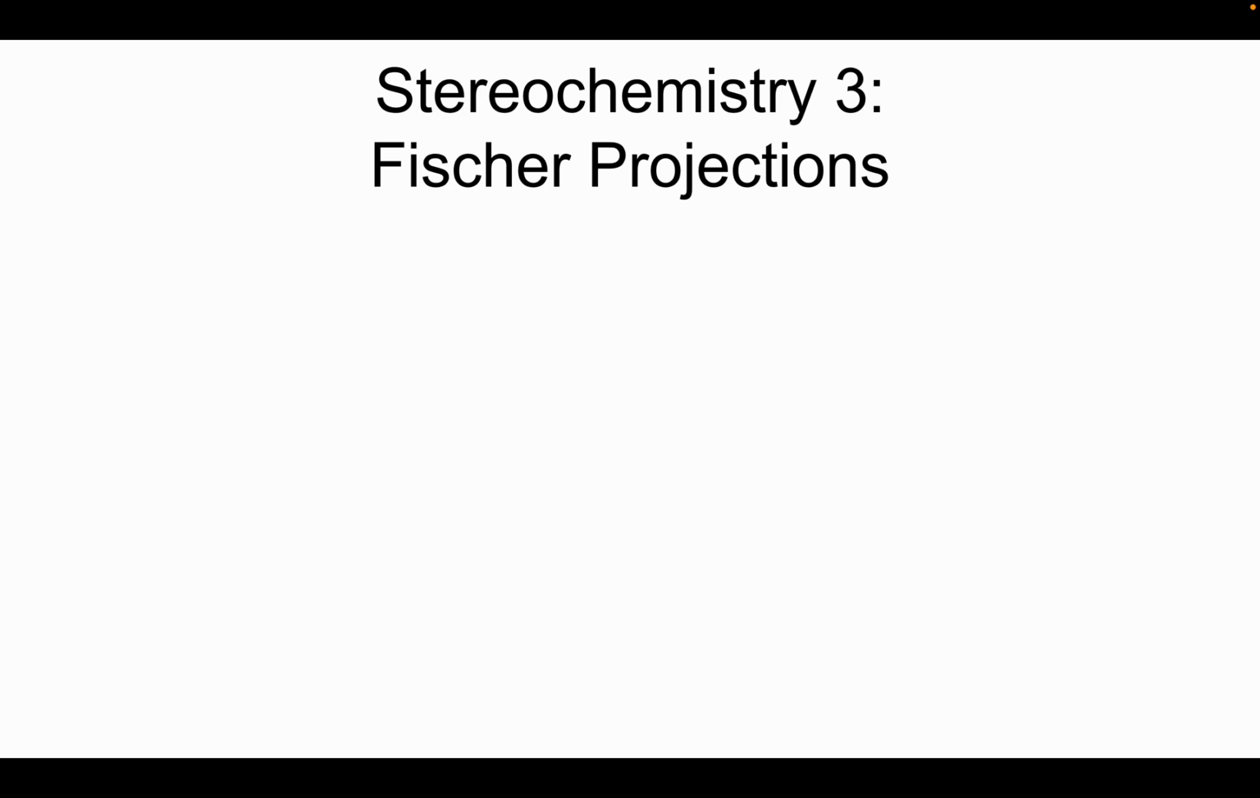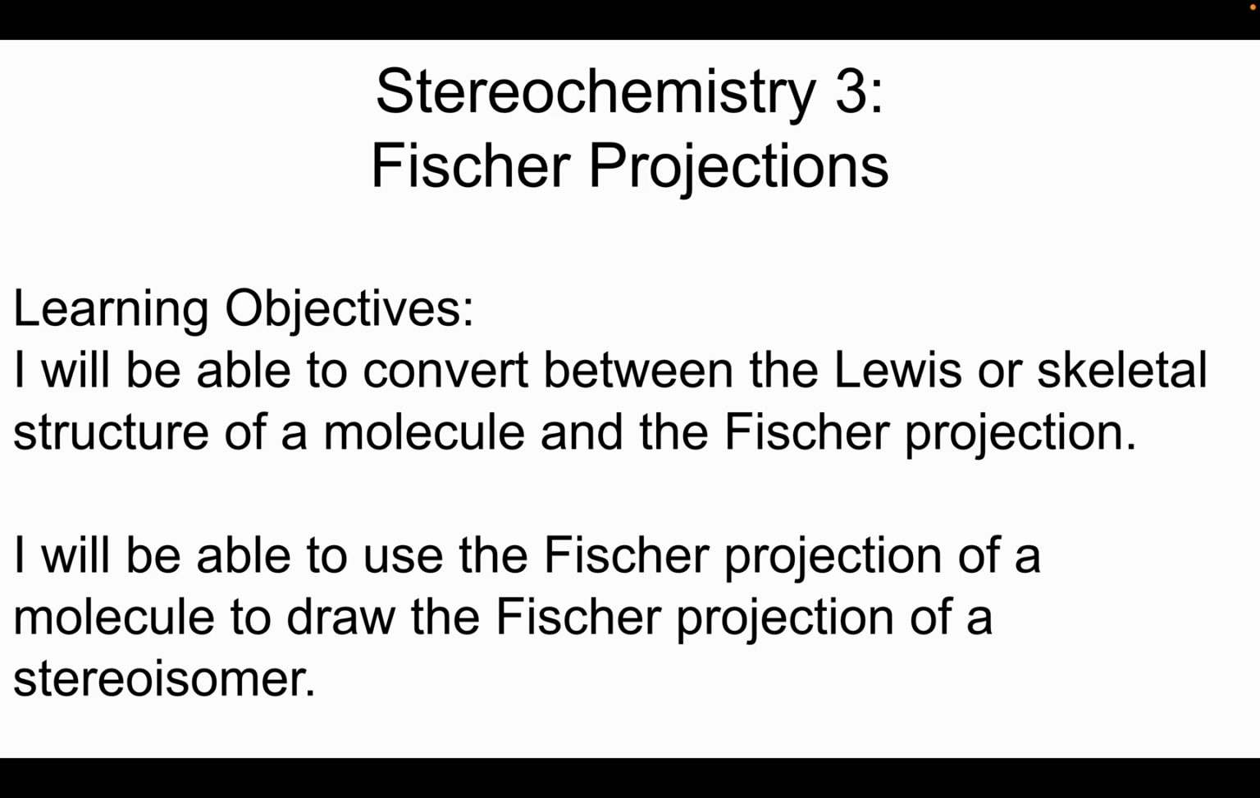In today's lesson, we're going to learn about Fischer projections, which are really important in biology. We'll talk more about what a Fischer projection is later in the lesson. My learning objectives for you are that you will be able to convert between a Lewis or skeletal structure of a molecule and the Fischer projection, and that you'll be able to use the Fischer projection of a molecule to draw the Fischer projection of a stereoisomer, so specifically an enantiomer, diastereomer, or epimer.